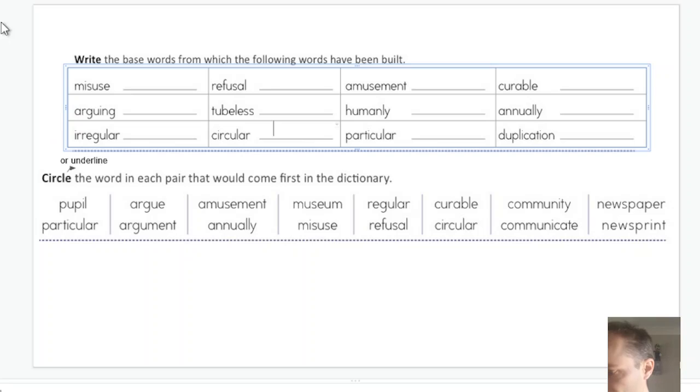Circle the word or underline. So obviously you're typing in the top bit, but this bottom part you can underline with the line or circle with the scribble. So what would come first in the dictionary? So they both start with P, but their second letter you got A and U. Well, A comes before U, so I'm going to circle it.